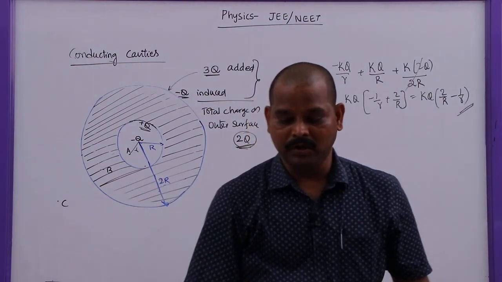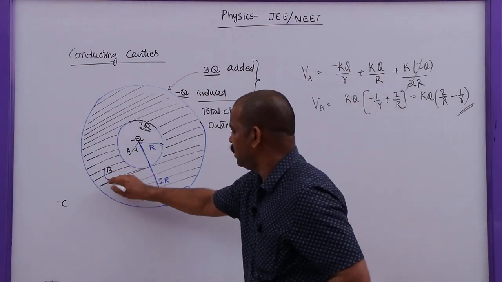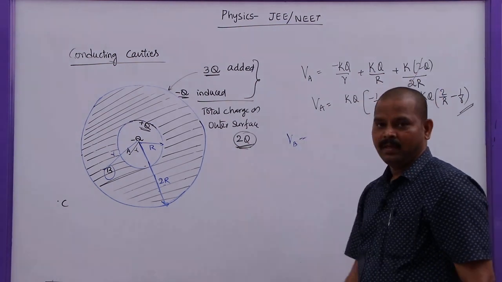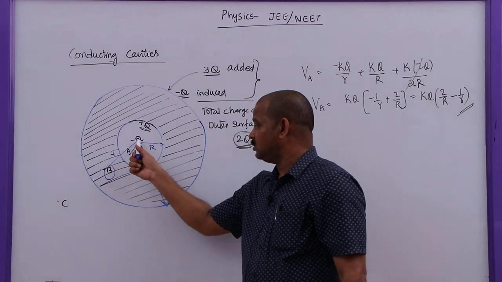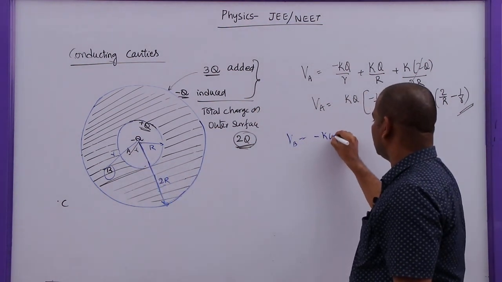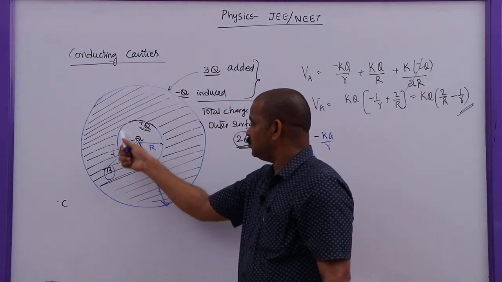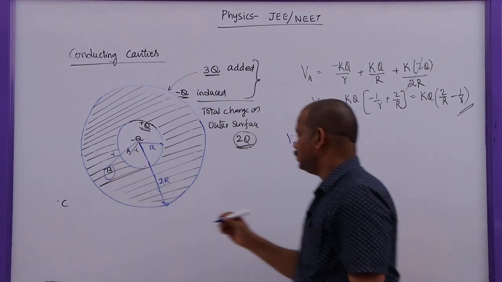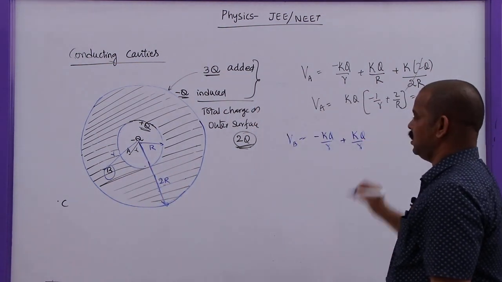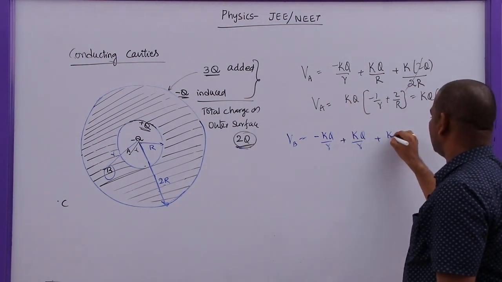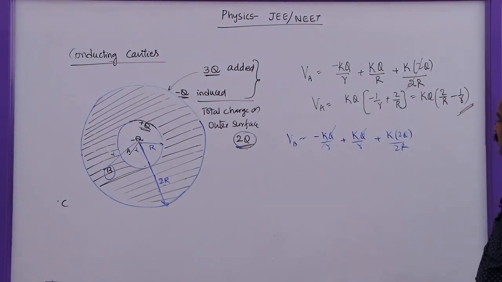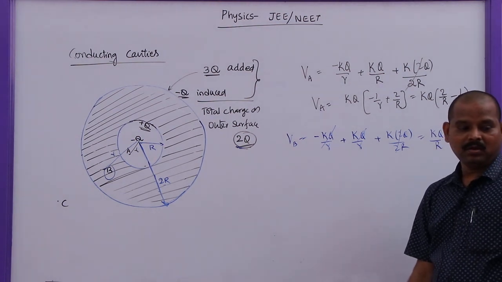Now what is the potential at point B? To find the potential at point B at the distance r from this point, the potential at point B is given by the point charge at this point, which is minus q, so this is minus kq by r. Potential due to this positive charge, when you are finding potential outside this one, just assume that the total charge is constant at the center, which is also given by plus kq by r, and the potential on the surface is k 2q by 2r. And you can see these two values are equal and get cancelled. So the total potential at point B is kq by r.